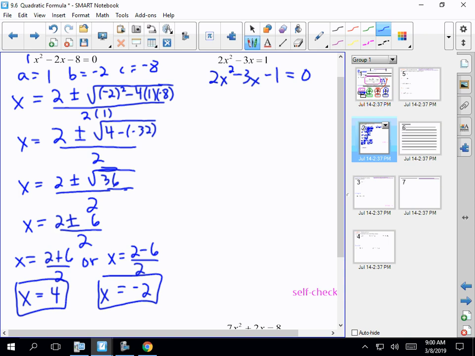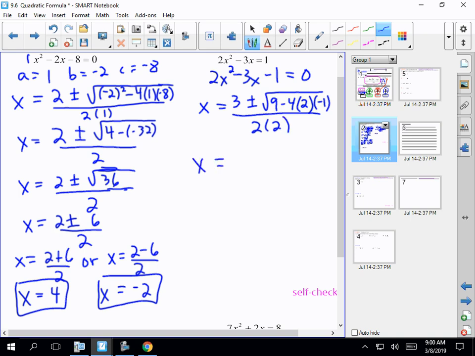So in this case, a equals 2, b equals negative 3 and c equals negative 1. You don't need to write down what a, b, and c are. You can just go straight to plugging them in. So x equals negative b, so in this case, 3 plus or minus the square root of b squared. What's b squared going to be in this case? 9. Negative 3 squared is 9. Minus 4 times a is 2 and c is negative 1, all over 2 times 2.